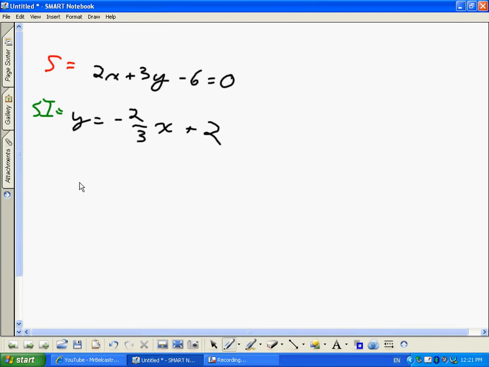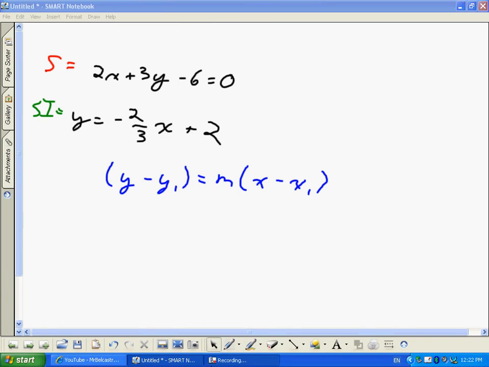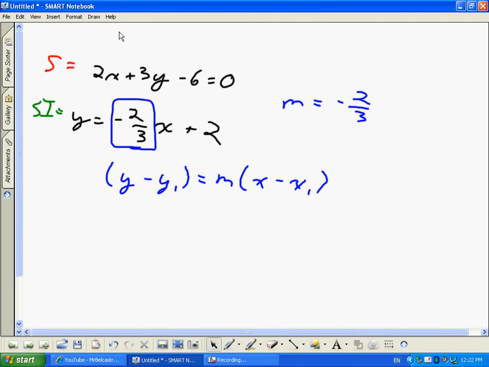Now I need to go into my point slope form. Point slope form looked like this. y subtract y1 equals m times x subtract x1. So what that's asking us is we need a number for m. When we put it into slope y-intercept form, we actually solved for all the information we need for our point slope form, okay? We have our m, that's our slope, m equals negative 2 over 3. And I also already have a coordinate.